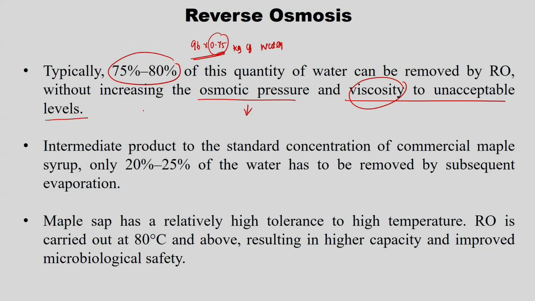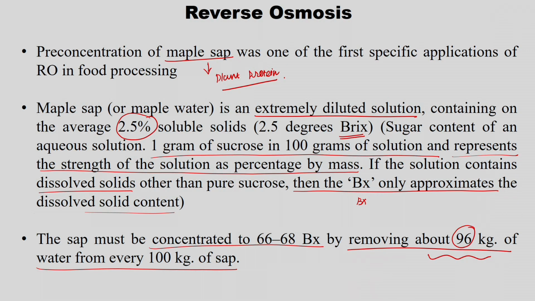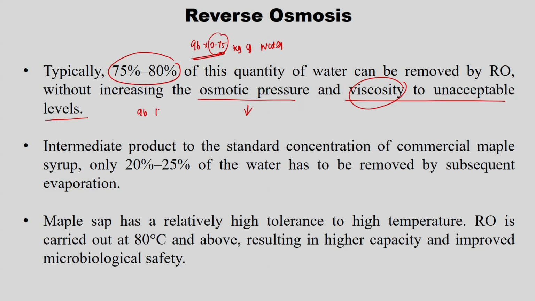The intermediate product, in the sense, first we have told here it is almost 96 kg of water per 100 kg of sap. In this, I removed 75 to 80 percent of the water using RO. The remaining product we call an intermediate concentrated product.